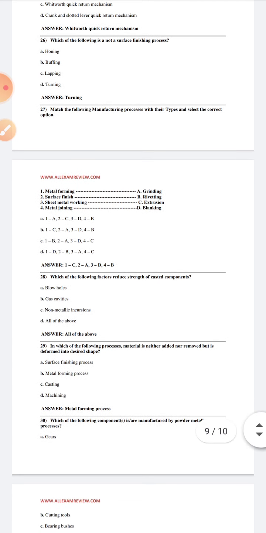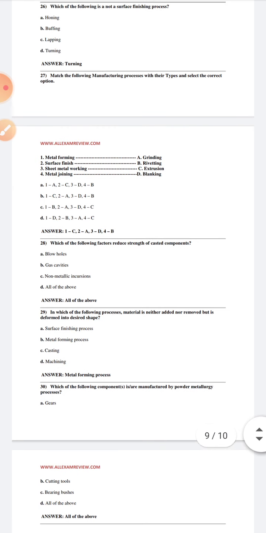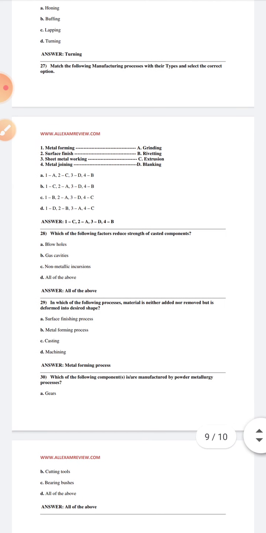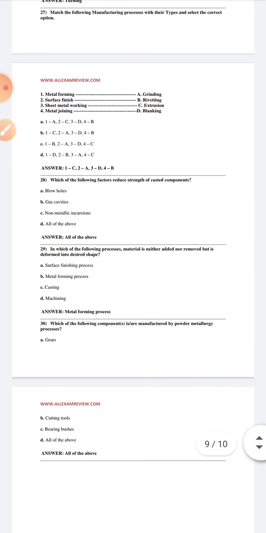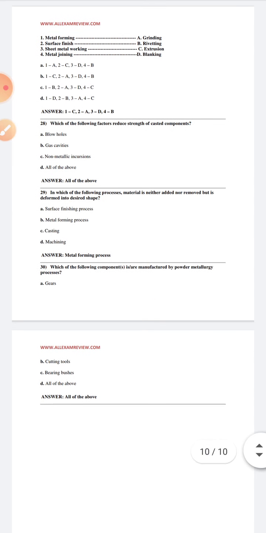Which of the following factors reduce the strength of a cast component? Blowholes, gas cavities, non-metallic inclusions. All of the above. In which of the following processes is material neither added nor removed but deformed into the desired shape? Metal forming process. Which of the following components is made by the powder metallurgy process? Gears, cutting tools, or bearing bushes. All of the above.